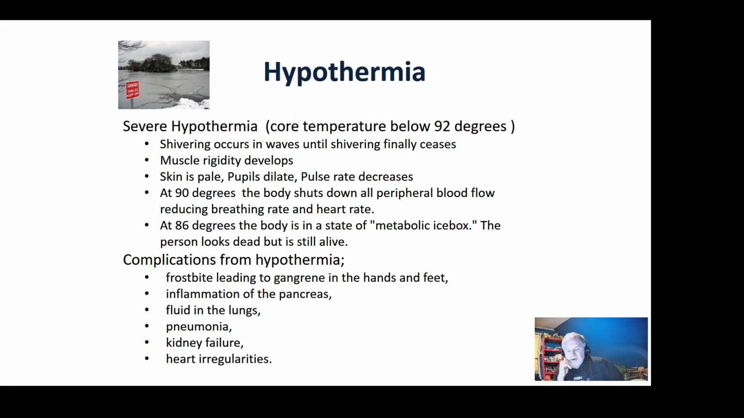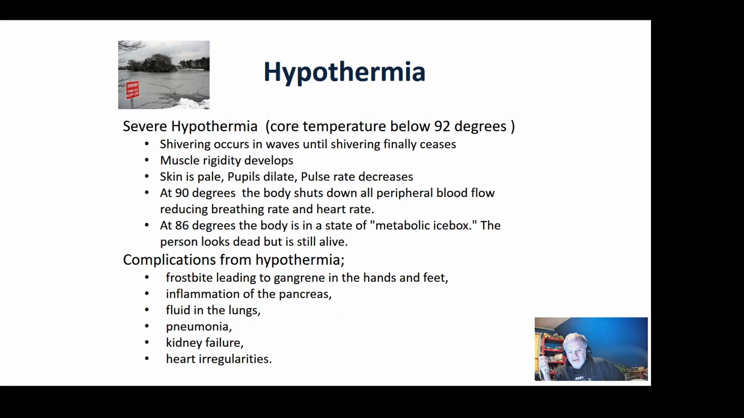Okay, so severe hypothermia, which is horrible, is when the core temperature of the body goes below 92 degrees Fahrenheit. Shivering, until the shivering finally ceases, muscle rigidity develops, skin becomes pale, pupils dilate, pulse rate decreases. At 90 degrees, the body shuts down all peripheral blood flow, reducing breathing rate and heart rate. At 86 degrees, the body is in a state of metabolic icebox. The person looks dead, but actually is still alive.